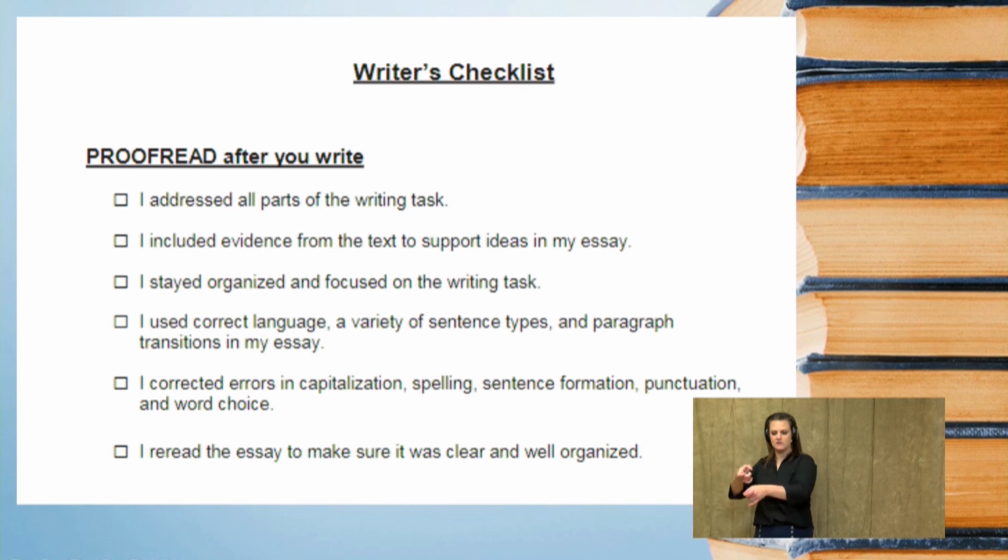Okay? So, did you address all parts of the writing task? Did you include evidence from the text to support your ideas in your essay? Although those weren't essays, those were just paragraphs. Okay? But this goes down to just your simplest short answer. Did you stay organized and focused on the writing task? The writing task was answering the question. Did you stay focused on that? Did you use correct language? Variety of sentences. Don't make it boring. Make it entertaining. Make it short, long, compound, complex. And did your paragraph transition?